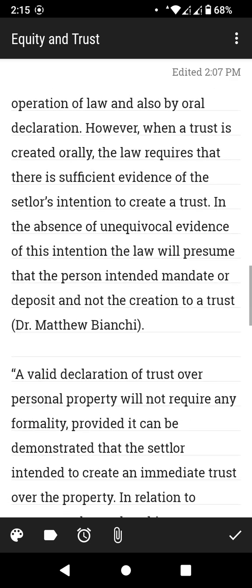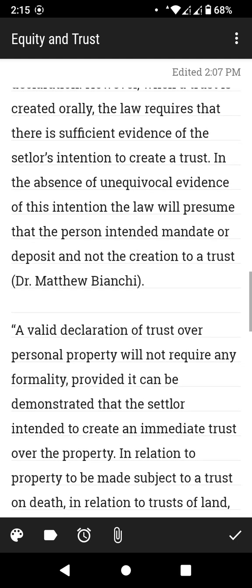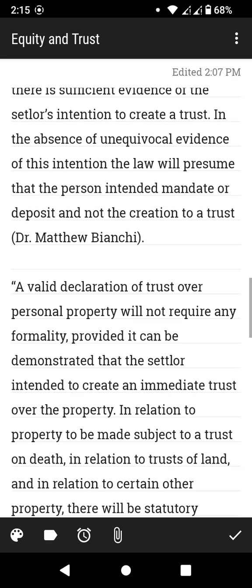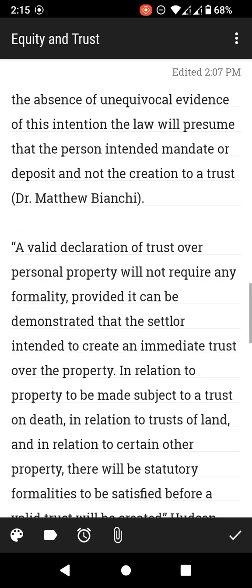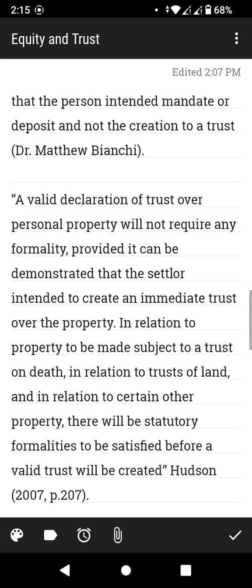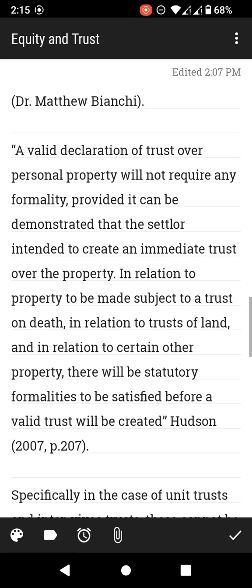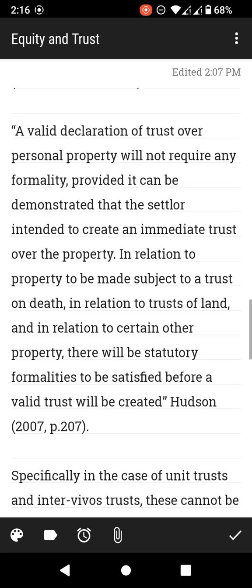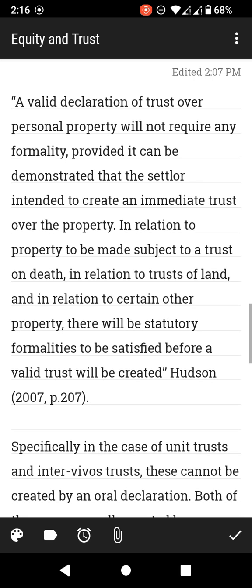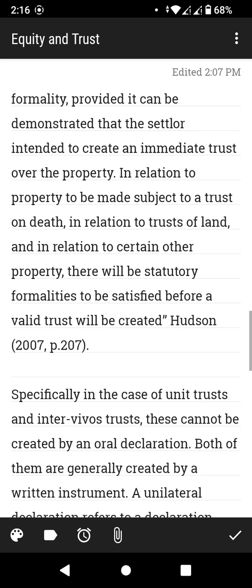A valid declaration of a trust over personal property will not require any formality, provided it can be demonstrated that the settlor intended to create an immediate trust over the property. In relation to property to be made subject to a trust on death, in relation to trusts of land, and in relation to certain other property, there will be statutory formalities to be satisfied before a valid trust will be created. Hudson 2007, page 207.